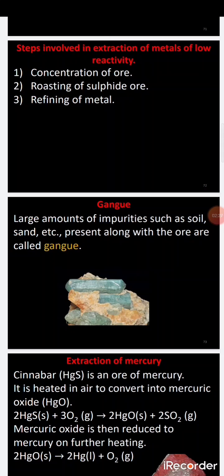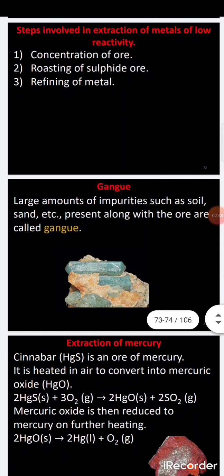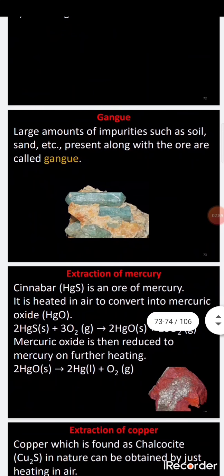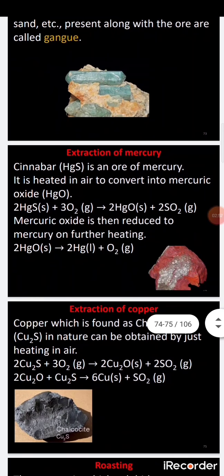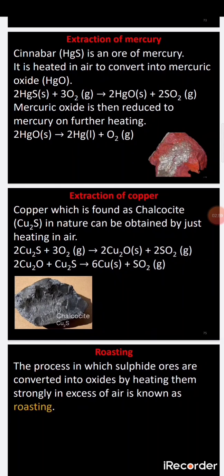Usually you notice that before extraction, there is a word mentioned here, gangue. What is the meaning of gangue? It is the large amount of impurities, such as sand and soil, present along with the ore when you are extracting from the earth's crust. Those large amounts of impurities such as soil and sand present along with the ore are called gangue.